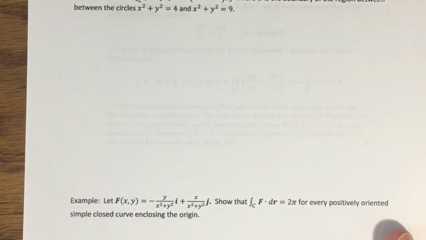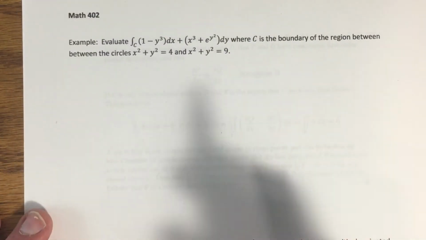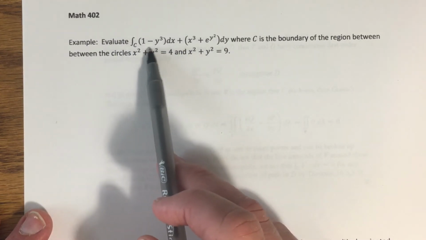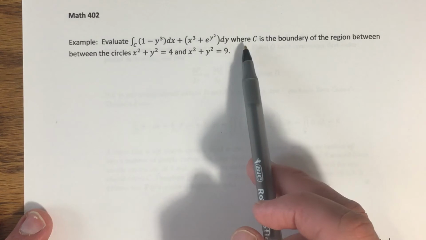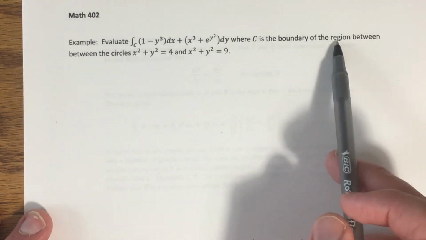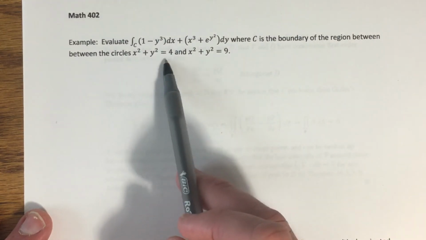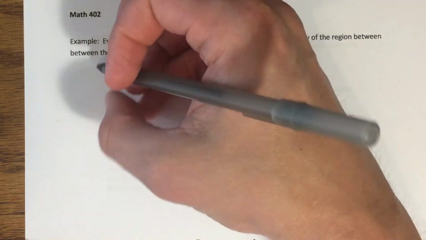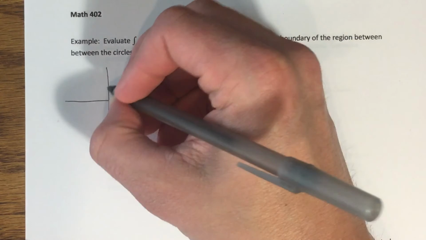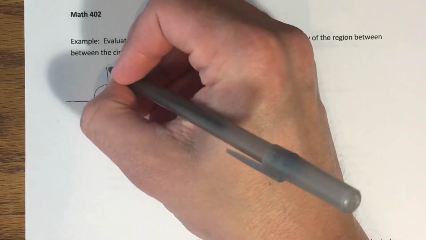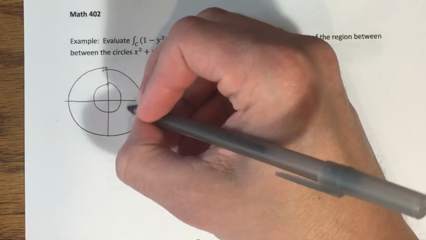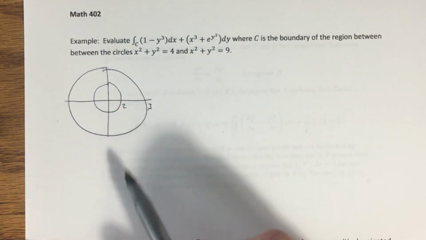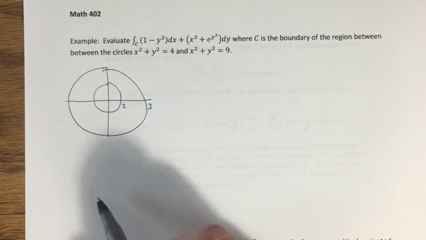So let's do an example where we're using Green's theorem in such a case. Evaluate this line integral, and this is a complicated looking line integral, and C is going to be the boundary of the region between the circles x squared plus y squared equals 4 and x squared plus y squared equals 9. Okay, so if I were to sketch this region, this is an annulus. A circle of radius 2 and a circle of radius 3 here is what these are describing.